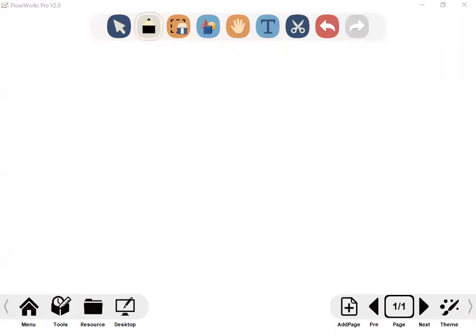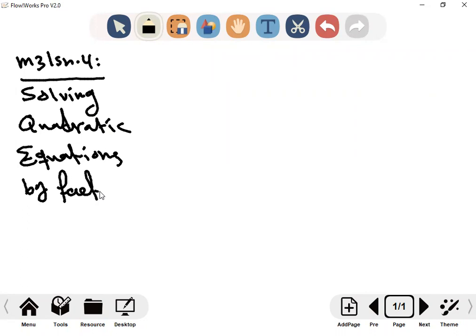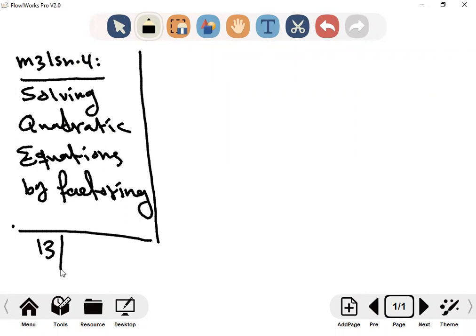Yeah, we are on Module 3, Lesson 4: Solving quadratic equations by factoring. Today is 13 December.